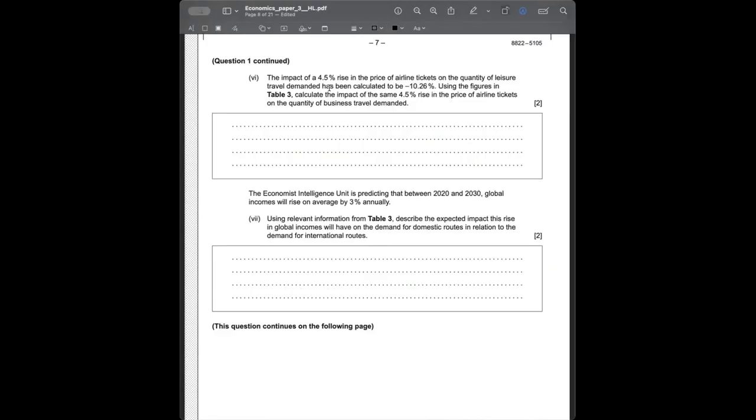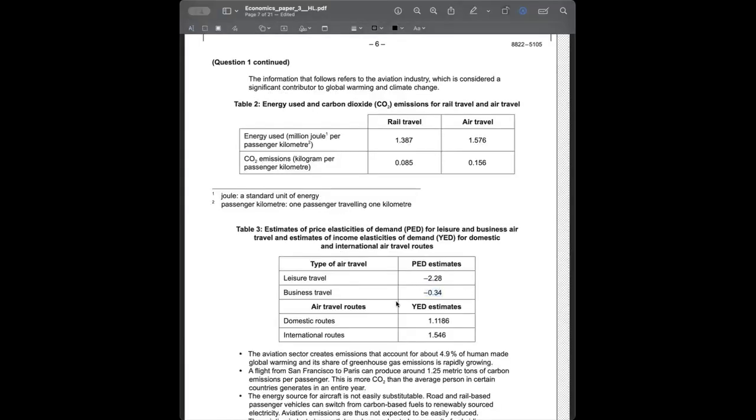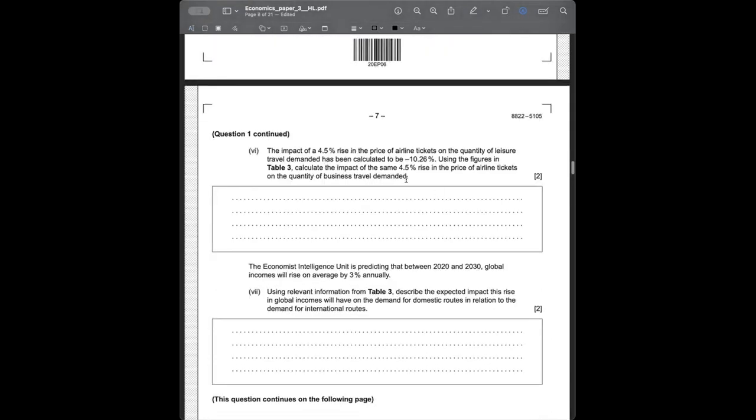Question 6. The impact of a 4.5% rise in the price of airline tickets on the quantity of leisure travel demanded has been calculated to be minus 10.26%. Using the figures in table 3, calculate the impact of the same 4.5% rise in the price of airline tickets on the quantity of business travel demanded. Business travel minus 0.34 and percent change of price 4.5, then I can get the answer.